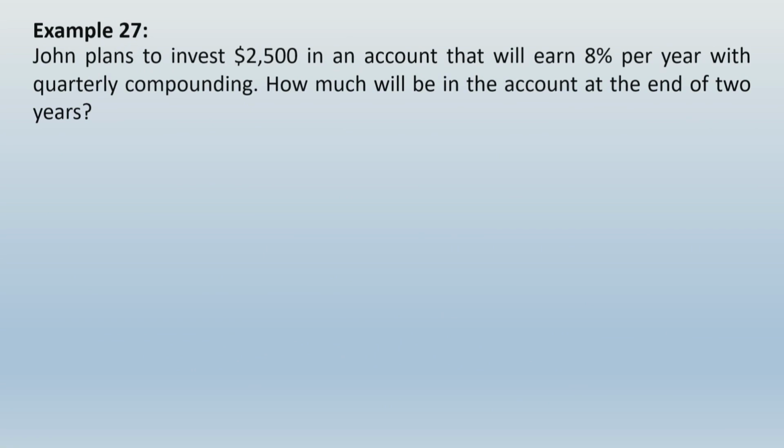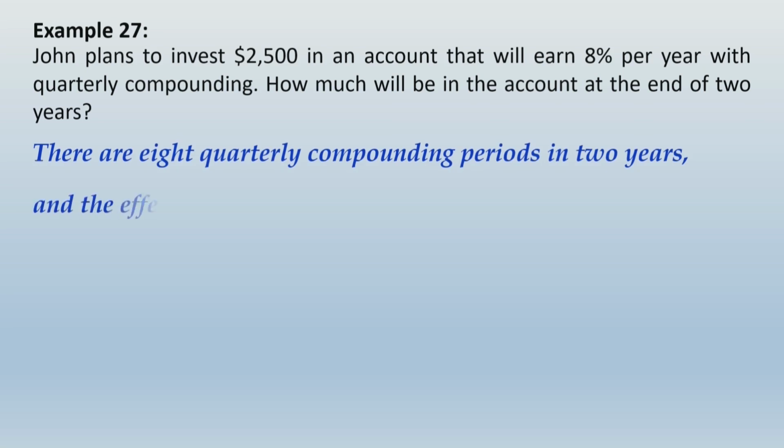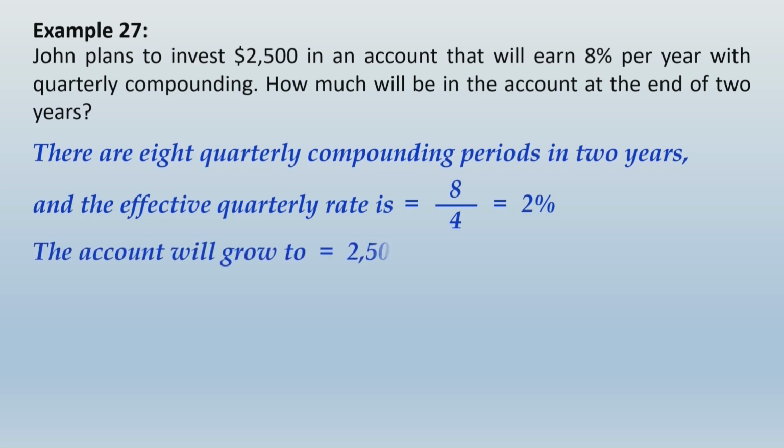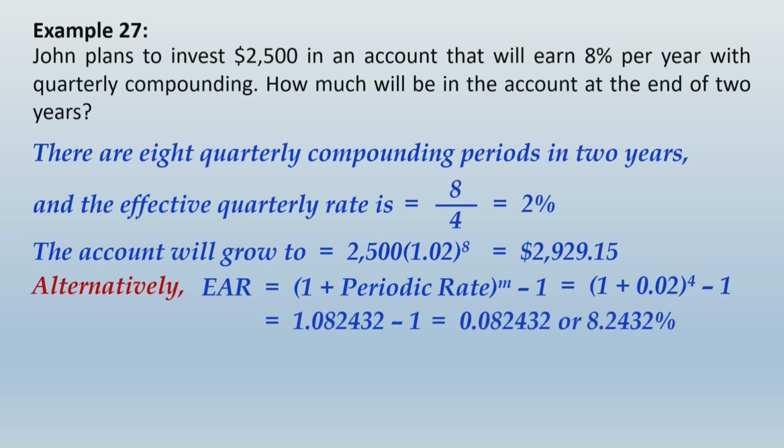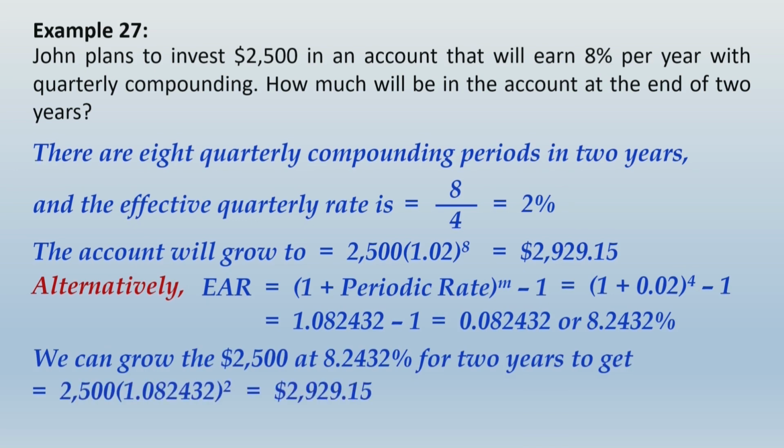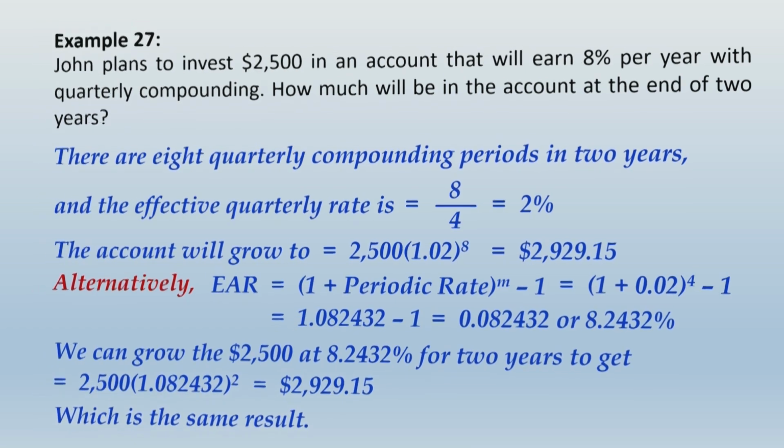It says John plans to invest $2,500 in an account that will earn 8% per year with quarterly compounding. How much will be in the account at the end of 2 years? Now, this is again an example that I would want you to attempt on your own, and I hope that your calculation will be correct. Your periodic rate over here will be 2%. So it will be 2,500 into 1.02 raised to 8. So your answer goes to $2,929.15. Alternatively, you could have computed the effective annual rate first, and then applied that on 2,500 to compute the same result. Let us move ahead and take up the next example.